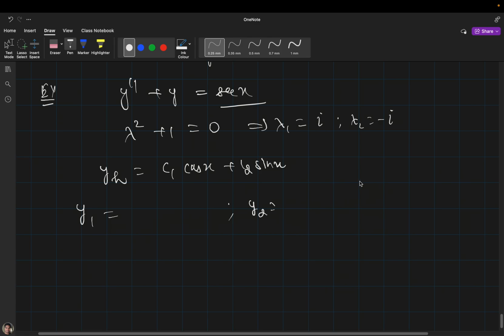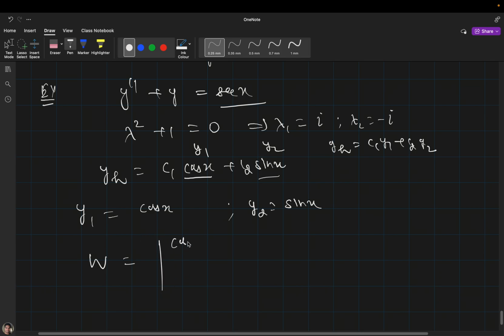You already know that for a second order differential equation you will get two eigenvalues. If both are distinct or complex, you will get two solutions. And always you can write them in this form, c1 y1 plus c2 y2. You can see that this is y1 and this is y2. So y1 is cos x, and y2 is sin x.